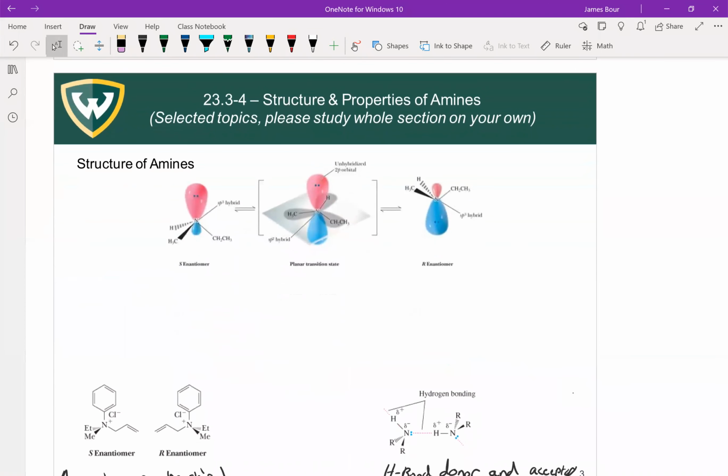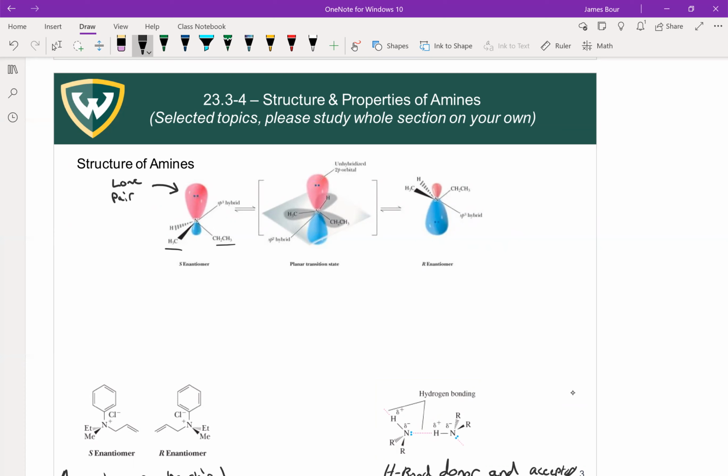So what is the structure of amines and what makes them unique and different than, say, carbon? Well, the biggest structural component of an amine is the lone pair when it's in its neutral state. So here we have a molecule that is ethylmethylamine. It has a methyl and an ethyl off of it.